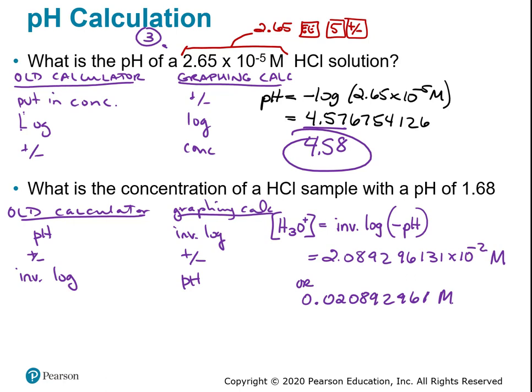Can you see it? Not that one? Okay. Make it negative. Now second and log. Okay? So do it in this order. So put in the pH, hit the plus minus, then second and log. So inverse means the second button.